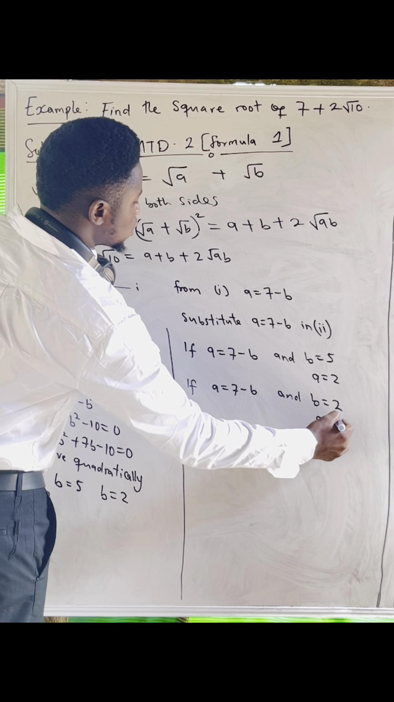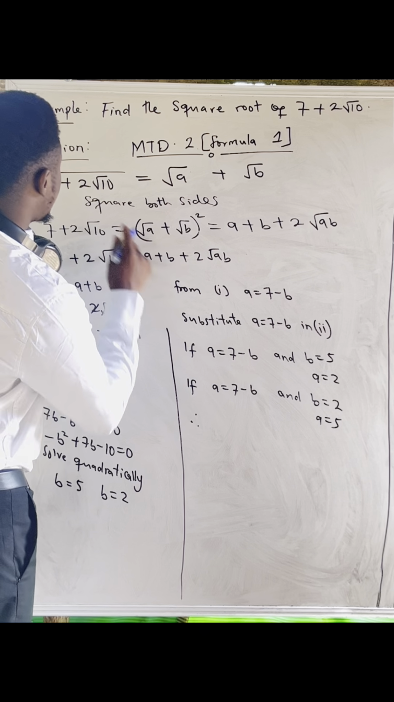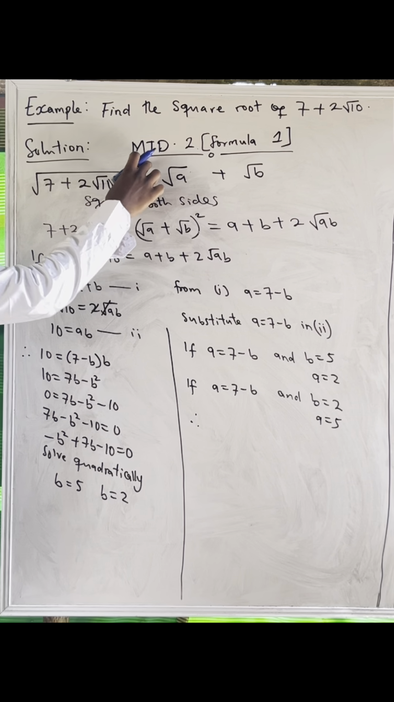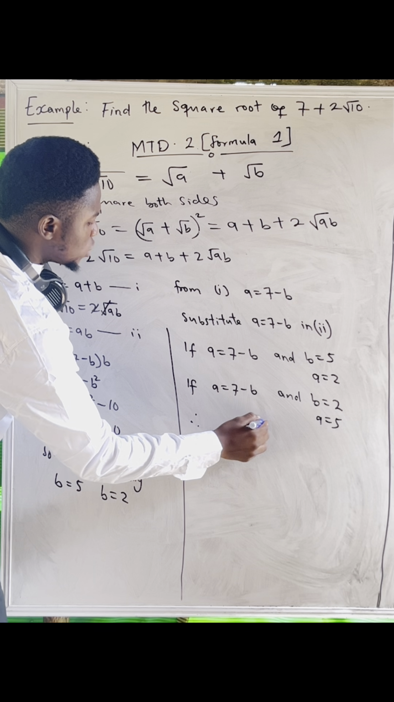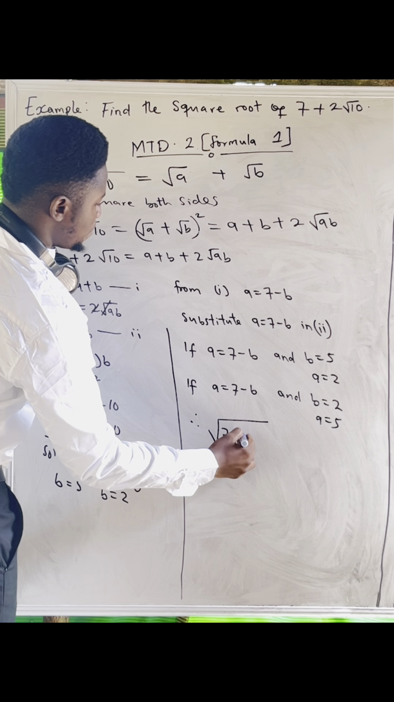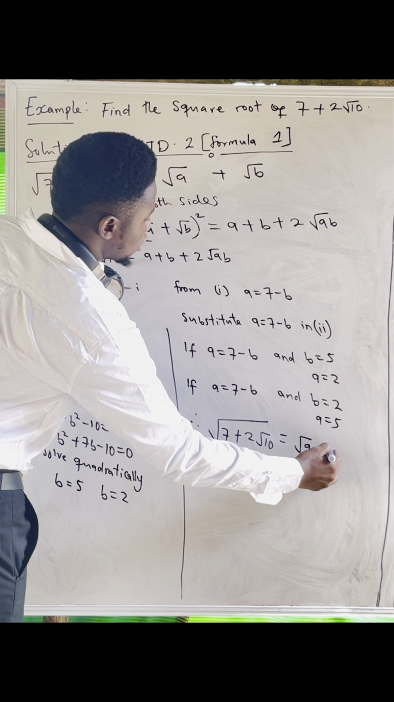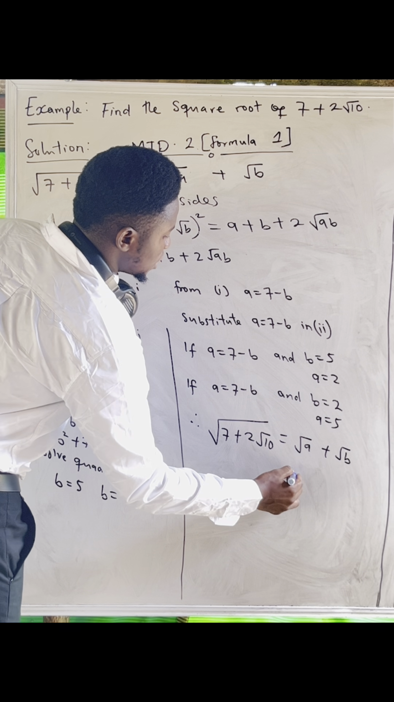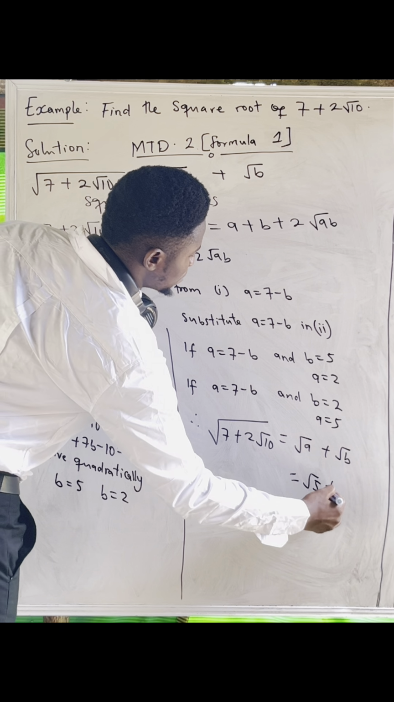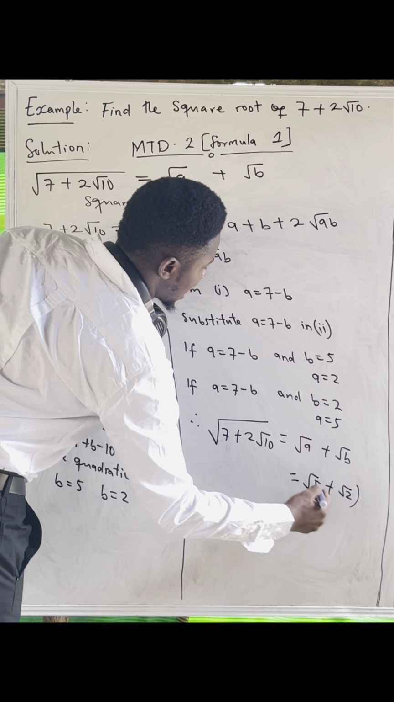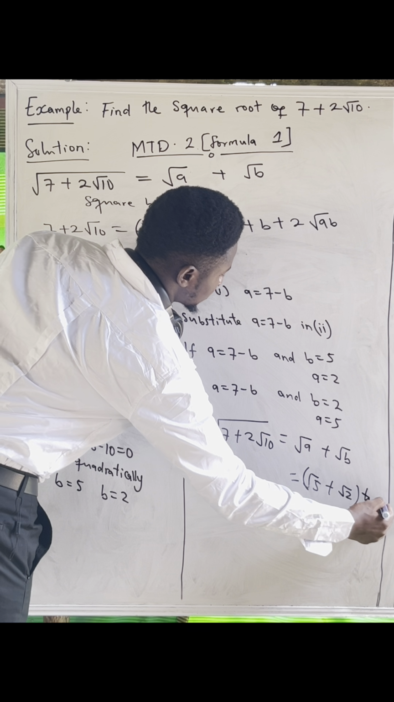Therefore, A will be equal to 5. Now I will come back to the beginning of this question. The square root of 7 plus 2 root 10, which was equal to root A plus root B, will just be equal to root 5 plus root 2. I will just say twice.